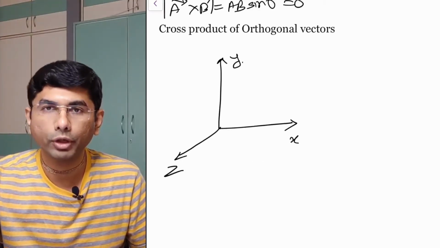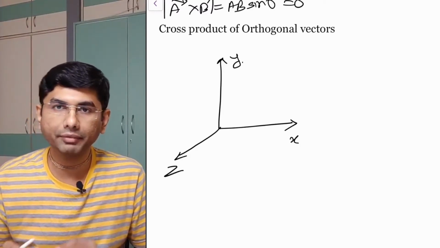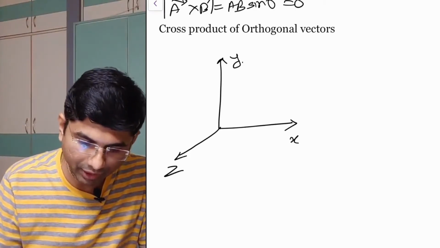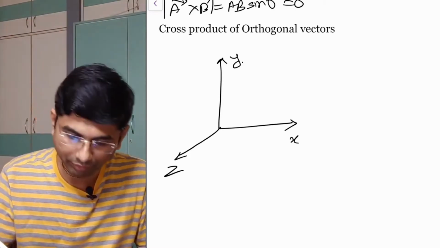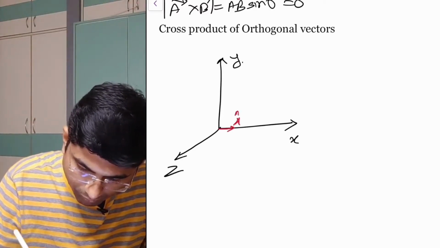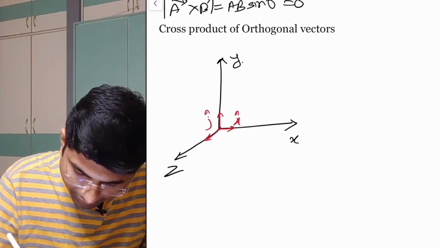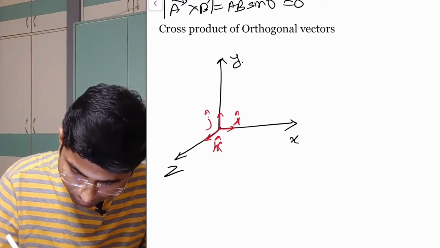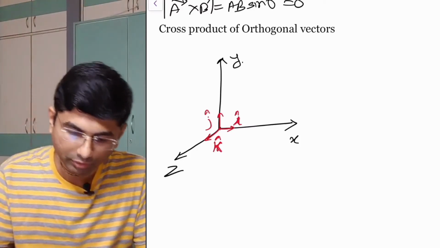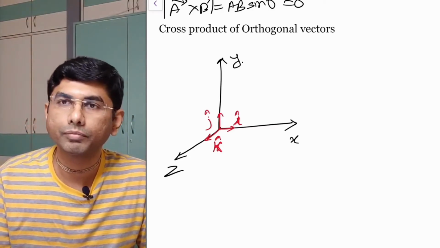Now we will see what is the cross product of orthogonal vectors. Orthogonal vectors are the vectors which are perpendicular to each other. We are considering the x-axis, y-axis and z-axis. These are orthogonal axes, and we are having vectors which are along these axes. The unit vector along the x-axis is i cap, the unit vector along the y-axis is j cap, and the unit vector along the z-axis is k cap.